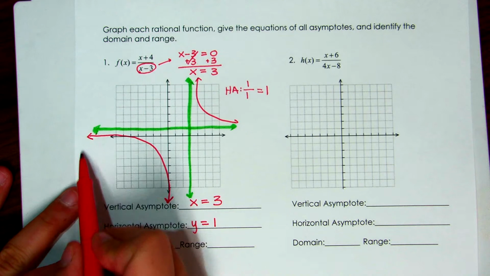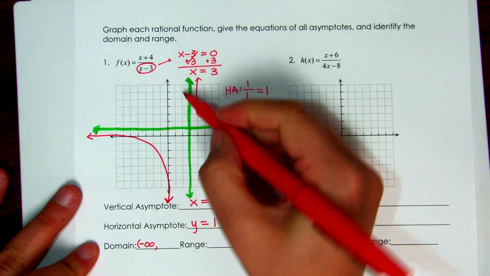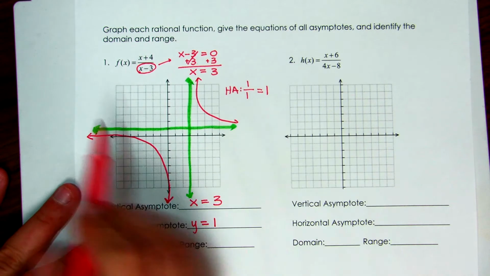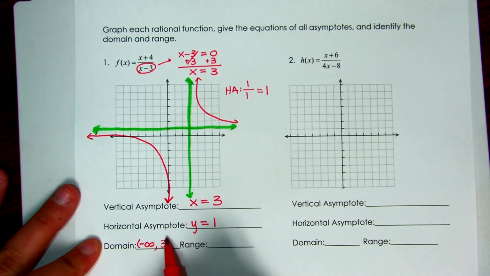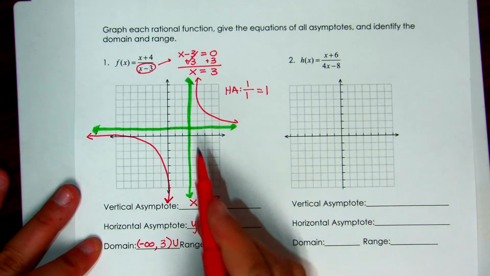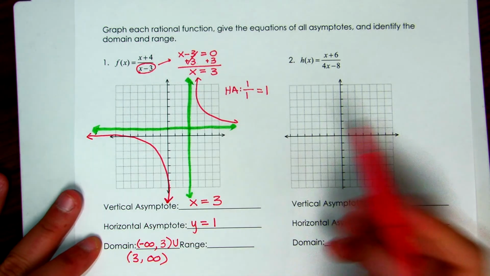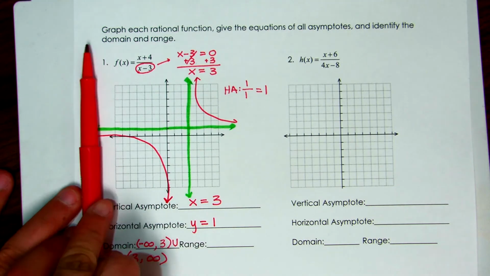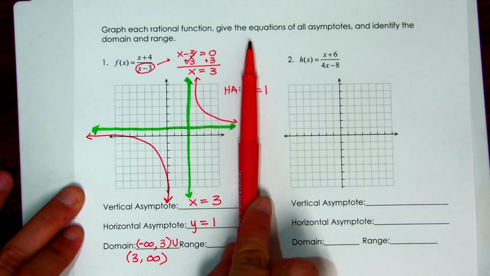So my domain is my most left, negative infinity, to my first asymptote, because I'm going left to right, so it stops at this positive 3. It doesn't touch it, so it gets a parentheses, a union, because then it's going to restart at positive 3 but doesn't touch it, and continues to positive infinity.